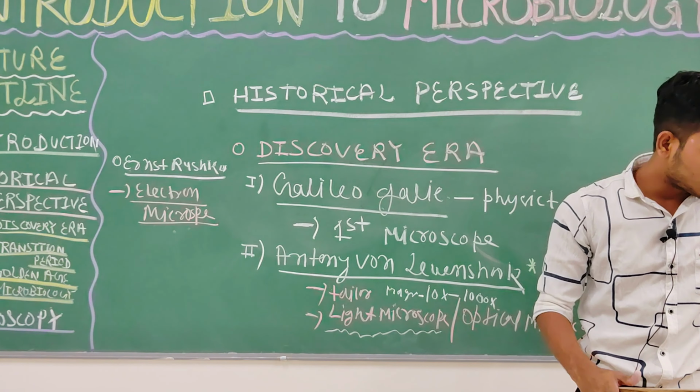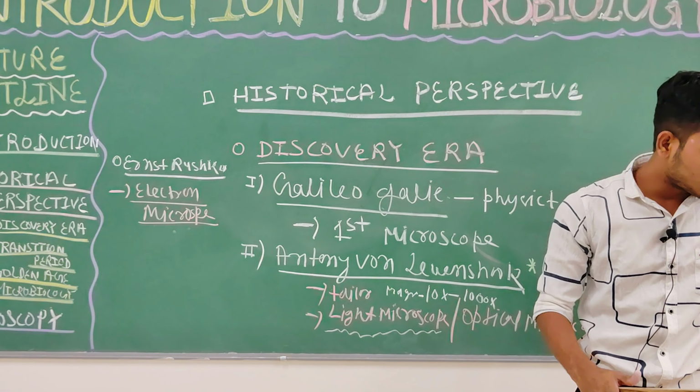And there are types of electron microscope. There are two principal types, called TEM and SEM. TEM refers to the transmission electron microscope, and another class is called SEM, the scanning electron microscope. We will discuss these in detail in the microscopy topic, but for now just understand this.